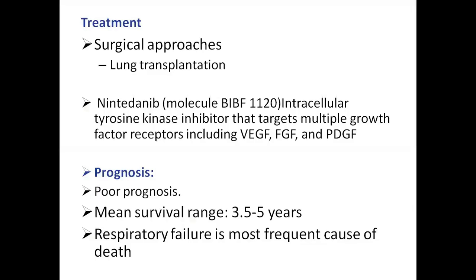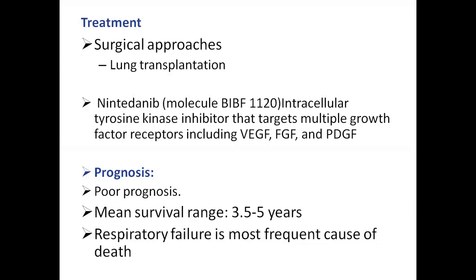In terms of prognosis and treatment, it is one of the diseases with a poor prognosis, and the mean survival range is from 3.5 to 5 years. It is one of the most common causes of respiratory failure, and can lead to death as well.